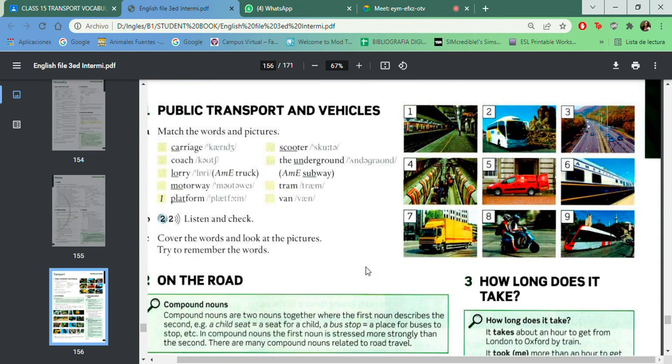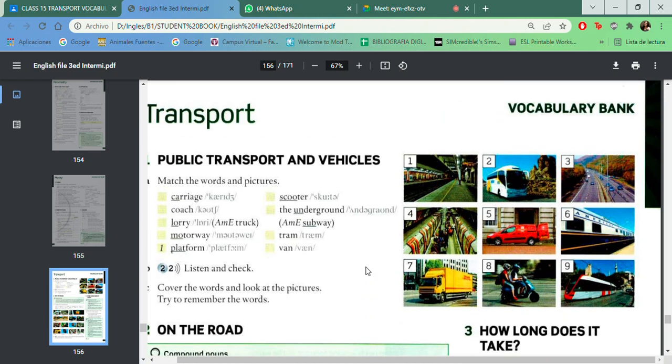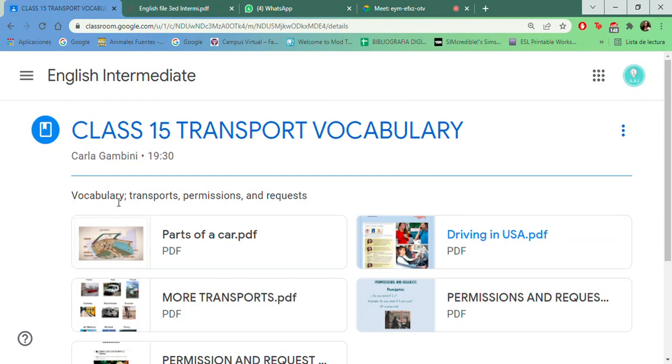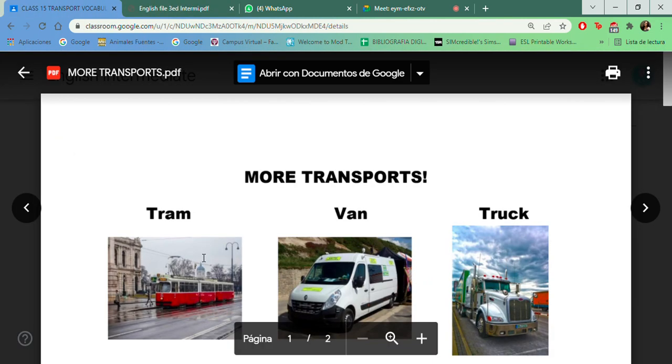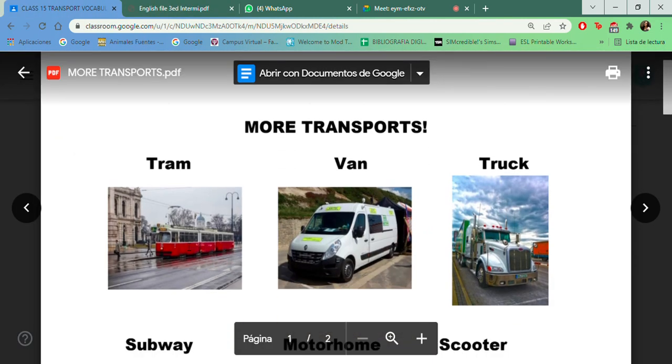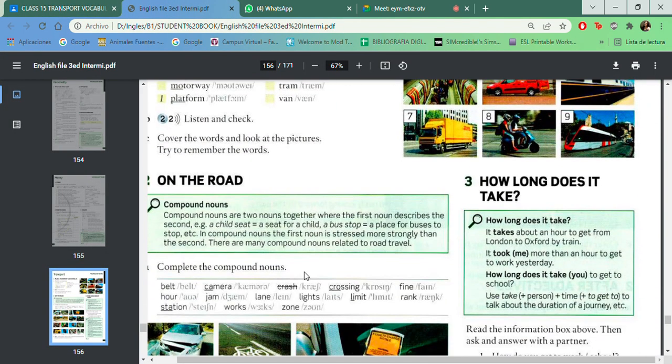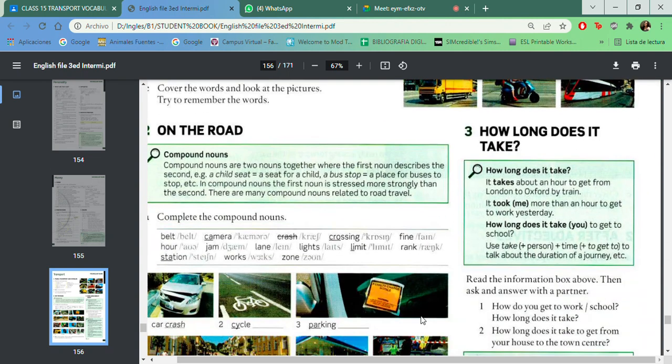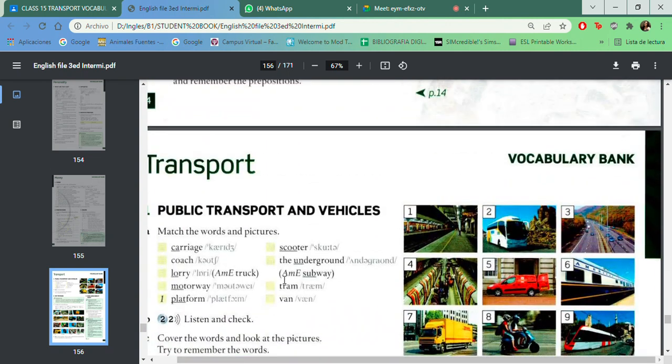But the tram, I don't know what it is. The tram? Remember here? The tram is like a train, but it's in the middle of the street. Tranvía. Great. Good. And this one we already talked about. Excellent. Any questions about this?